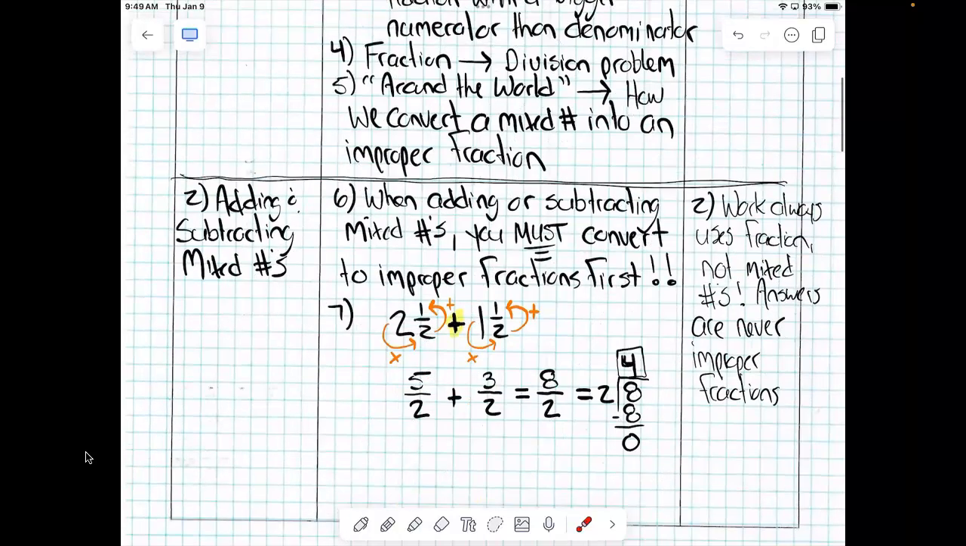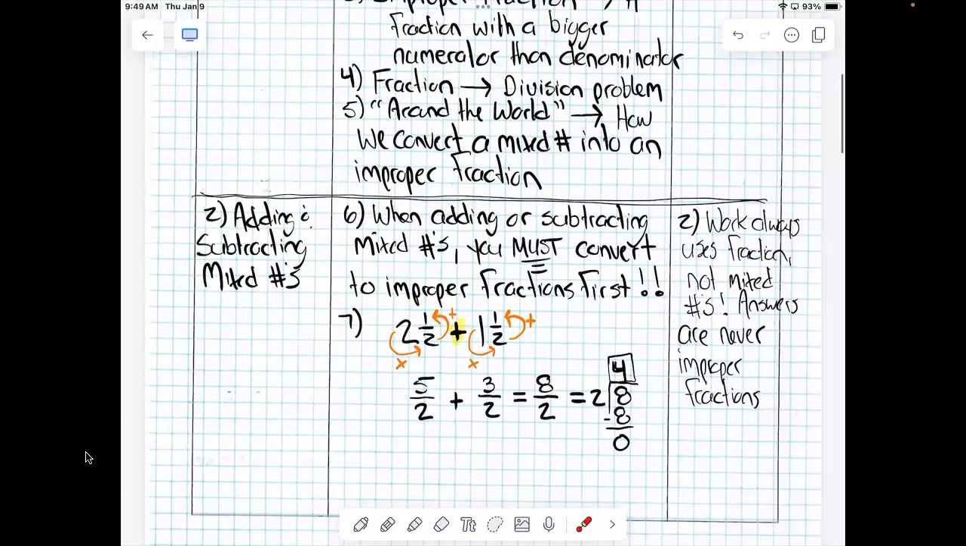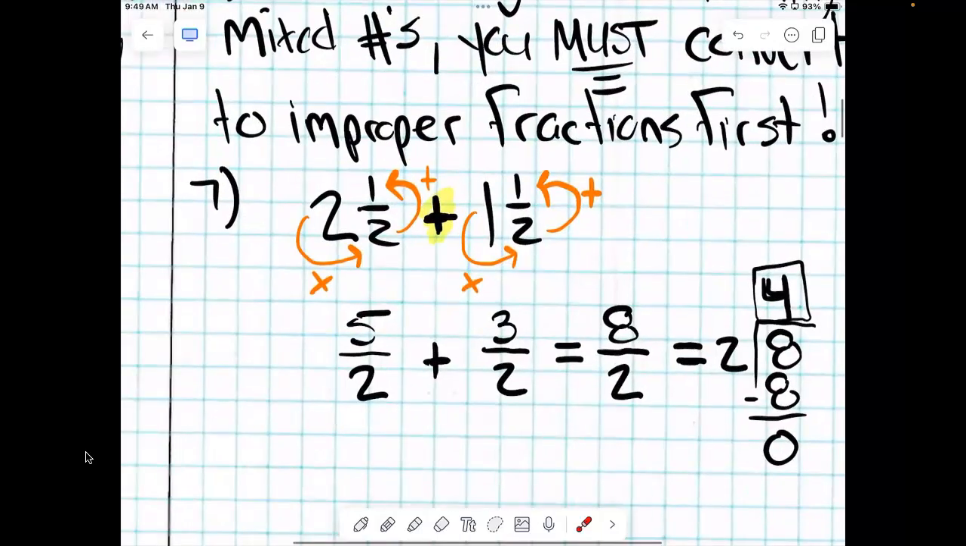Love it. All right. When adding or subtracting mixed numbers, you must convert them to what? So are we really ever going to add or subtract a mixed number? No, because when adding or subtracting them, you must convert them to improper fractions before you do anything else. So an example of this would be 2 1/2 plus 1 1/2.